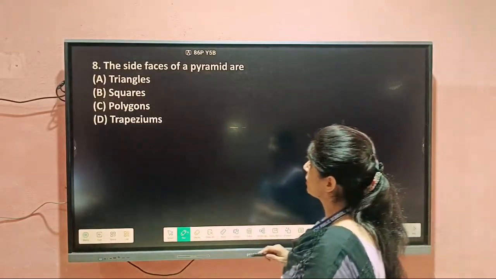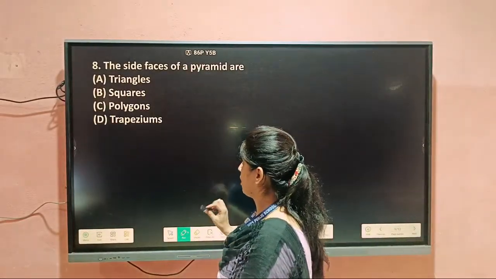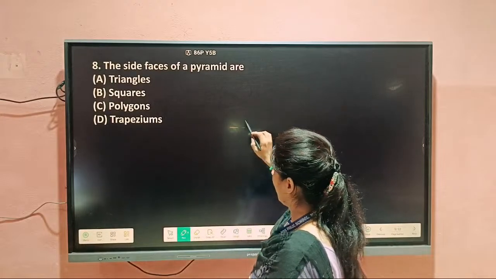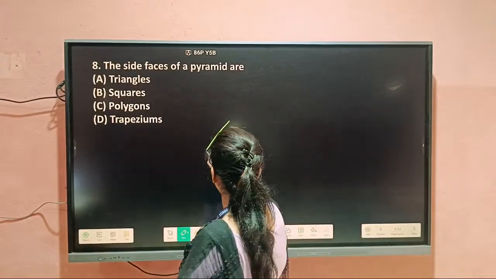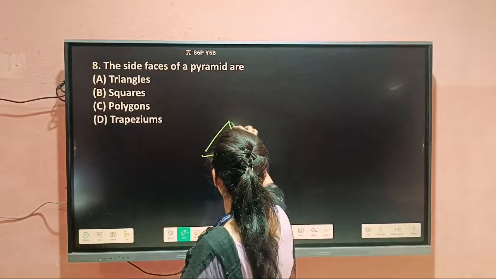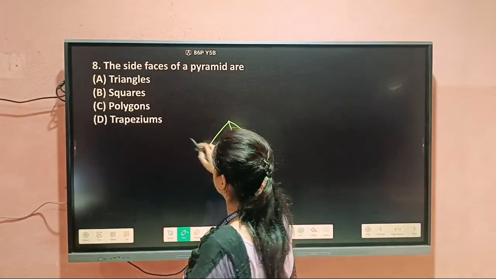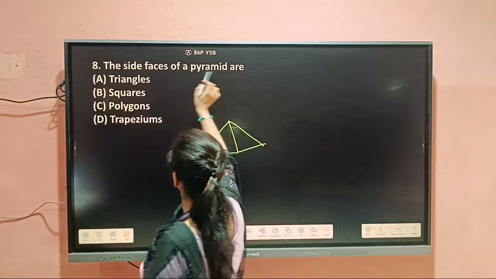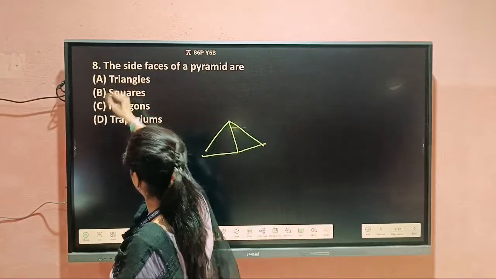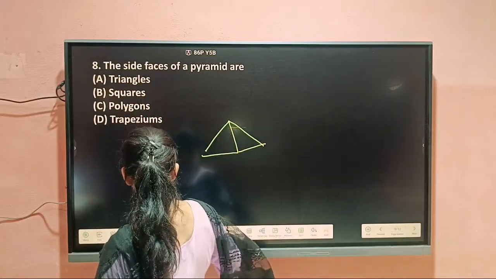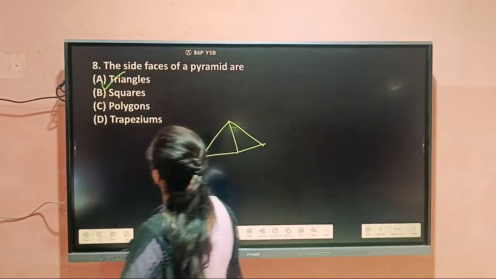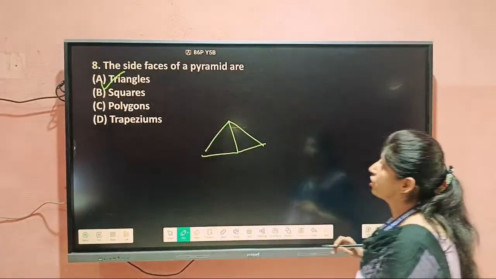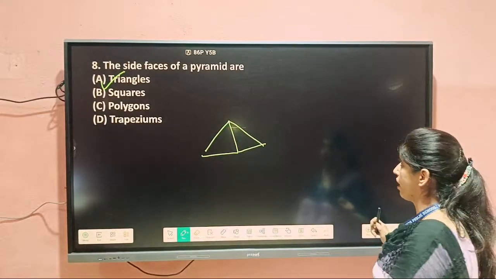Next, the side faces of a pyramid are. A pyramid that have side faces, that is of like a triangle, like this, triangles. So the side faces of a pyramid is triangle only. Okay? So side faces of the pyramids are triangle shape.